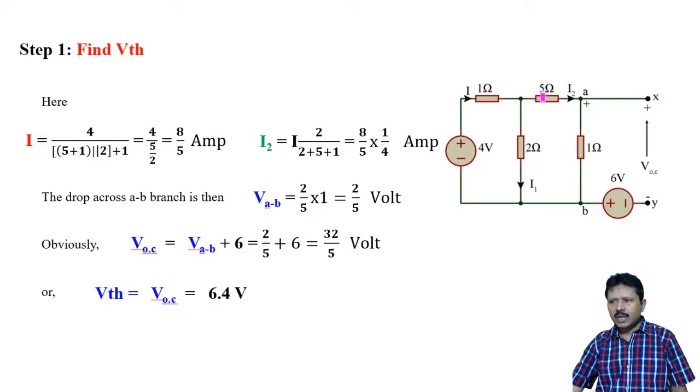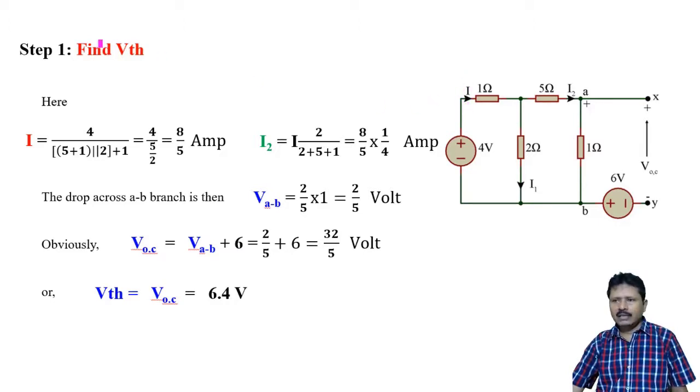One part is going through this 5 ohm resistance, another part is going through this 2 ohm resistance. This current is defined in this circuit as I2 and this current is defined in this circuit as I1. So the total current I has been divided into two parts. This is I2 which is flowing through 5 ohm and 1 ohm resistance, and this is I1 which is flowing through 2 ohm resistance. So to find out this I2, we need to find the value of main current I.